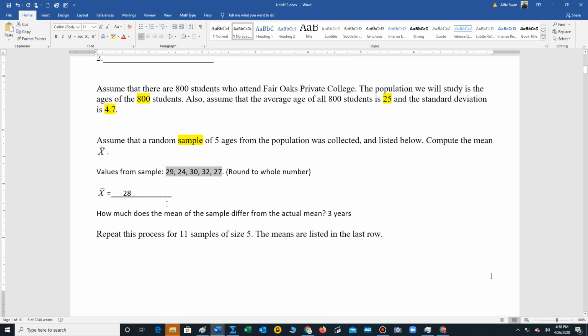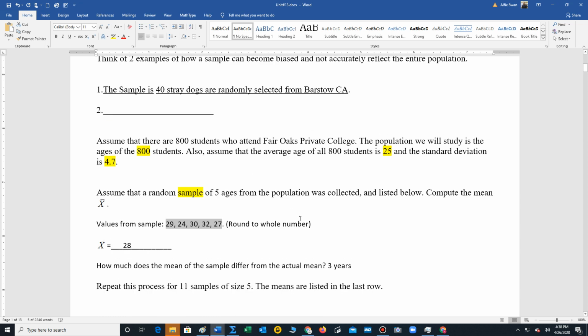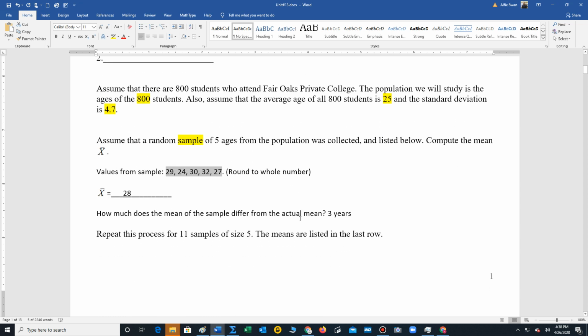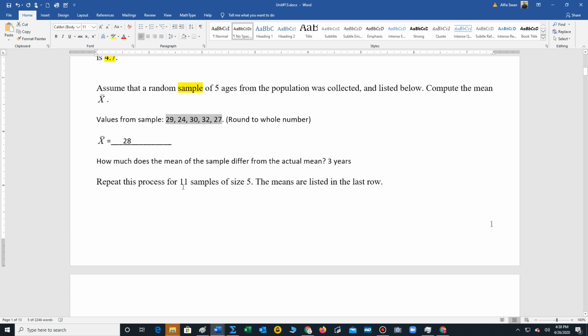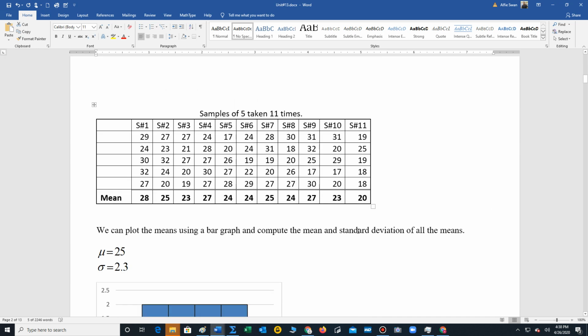No matter how we collect our sample, there's always going to be some sampling error. There's always going to be a difference between the sample mean and the population mean, and we have to take note of that. Now, if we repeat this process for 11 samples of size 5, so now we're not just going to work with one sample, we want 11 other samples. Let's go ahead and take a look. I've already done the work.